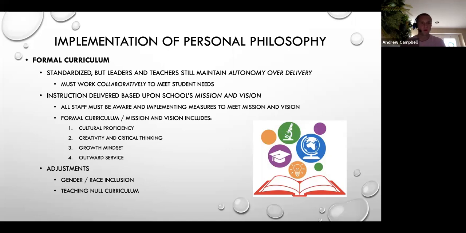Just as an example, with the formal curriculum, I talked about this in the activity when we made our formal curriculum design. The ideas of cultural proficiency, creativity and critical thinking, a growth mindset, and outward service. Now, even though those might not necessarily be a standard in which the students are assessed, it is something that we can still put forth. And any types of adjustments, we can also look at adjusting our formal curriculum, things like gender and race inclusion, and teaching our null curriculum.